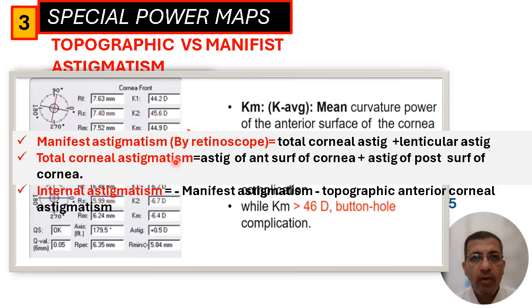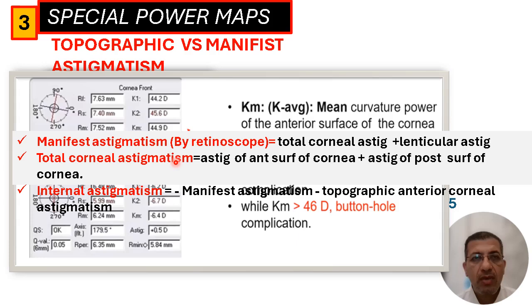So if we want to have an idea about the total astigmatism of the eye, we rely on the manifest refraction, and there is another term known as the internal astigmatism. If we take the total astigmatism of the eye, I mean the lenticular and the corneal, which is measured by autorefractometer, and then we deduct from it the topographic astigmatism, that is the astigmatism of the anterior surface of the cornea, what's left behind is the internal astigmatism. The differentiation here is important because usually the anterior surface of the cornea is responsible for more than 95% of the astigmatism of the eye.